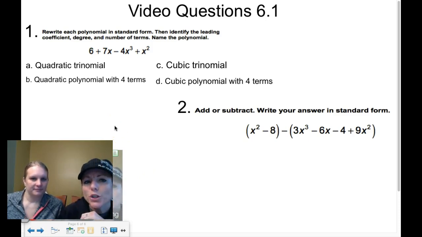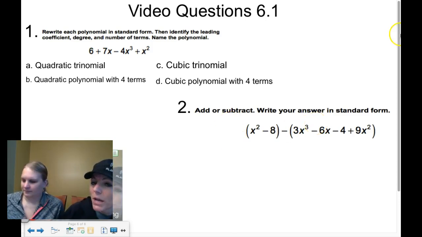Notice what you're going to do. You're going to rewrite that in standard form, identify the leading coefficient, the degree, and the number of terms, and name the polynomial. So choose what name it is based on A, B, C, or D. Number 2, you're going to add or subtract, and you're going to write your answer in standard form. Be careful, because there's a minus sign there. Distribute the minus first. And that's it. You do not have to name number 2.